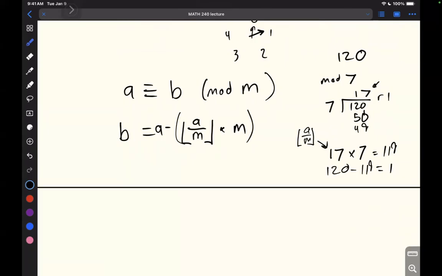Is plus negative A a bad idea in this case? If you plus negative A, that's the same thing algebraically. Yeah, that's okay.